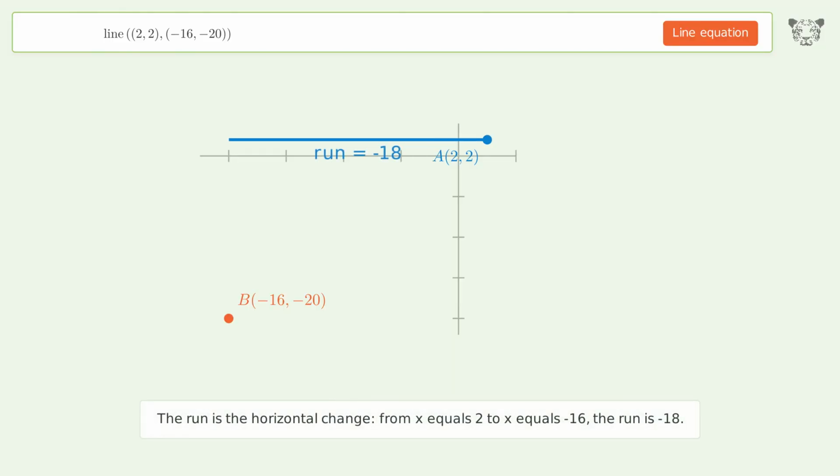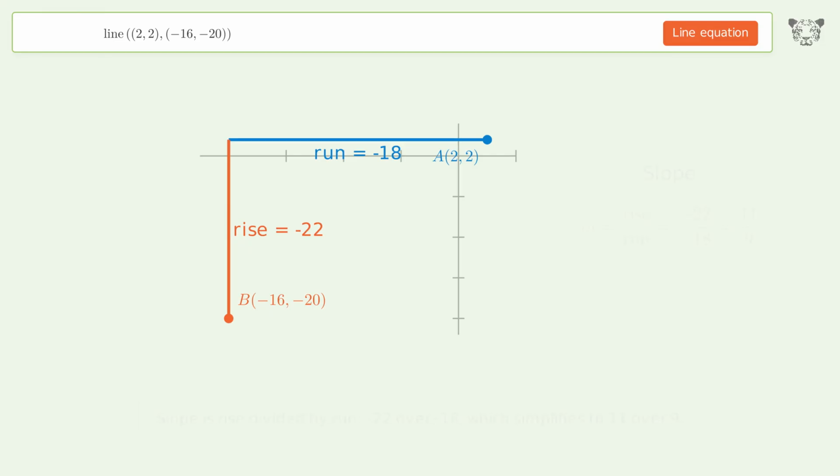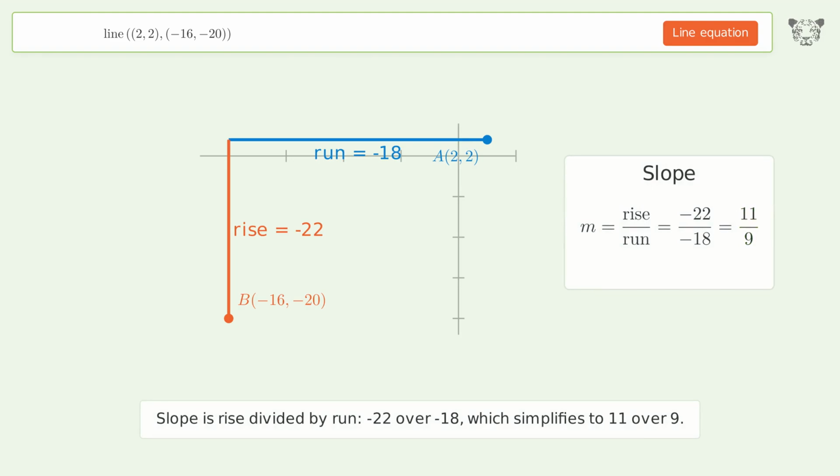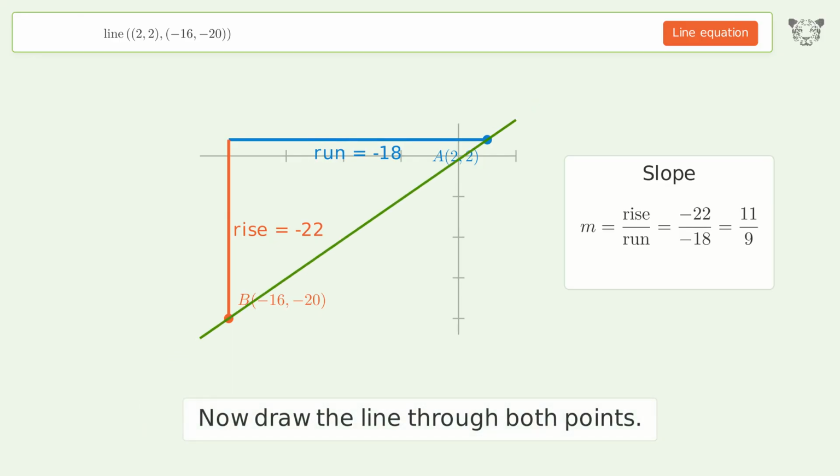The run is the horizontal change, from x equals 2 to x equals -16, the run is -18. The rise is the vertical change, from y equals 2 to y equals -20, the rise is -22. Slope is rise divided by run, -22 over -18, which simplifies to 11/9. Now draw the line through both points.